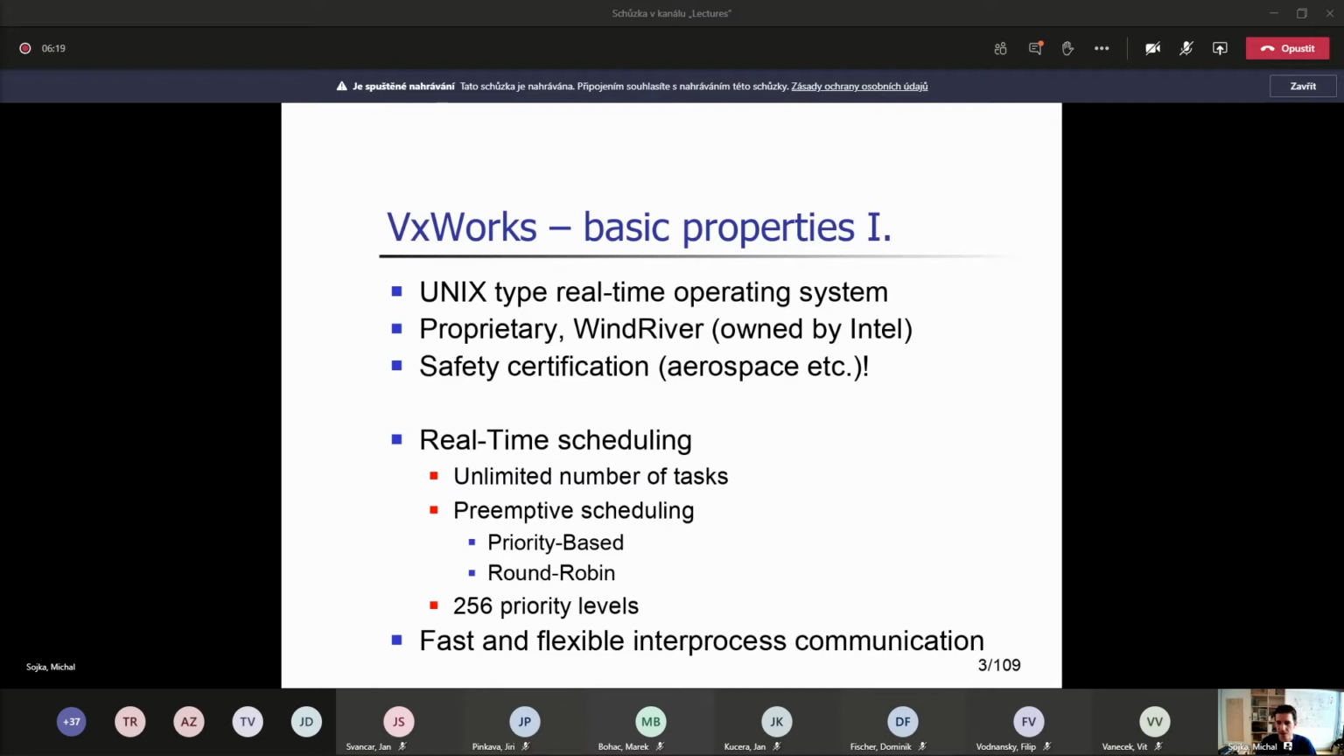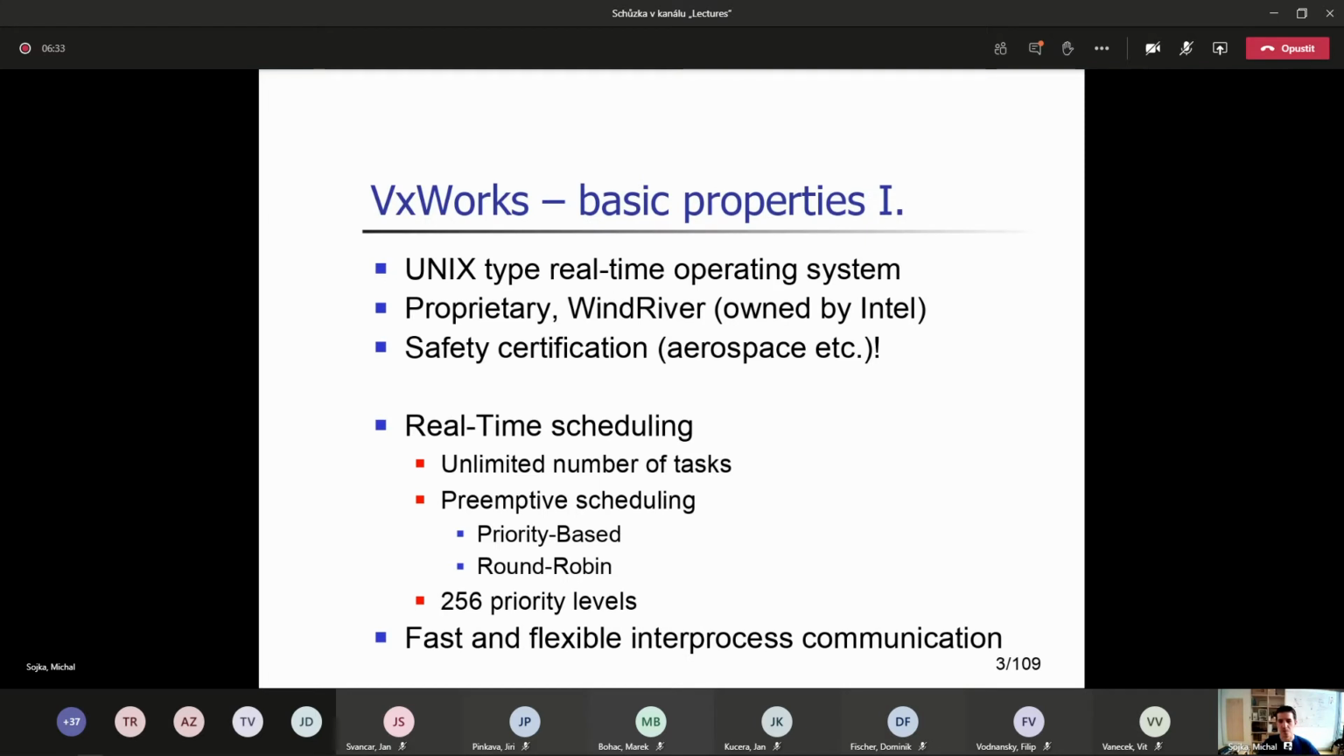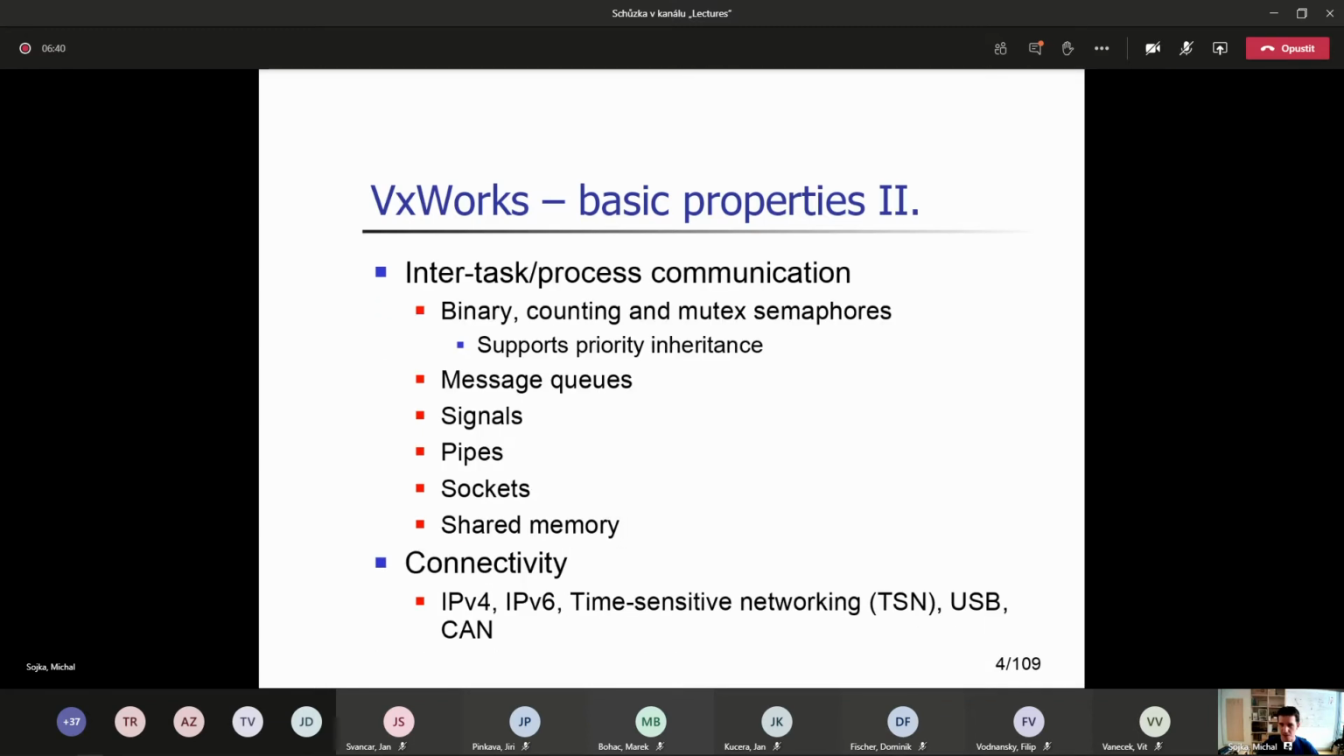Unfortunately, it's proprietary, but it is what it is, and it has some properties like preemptive scheduling and so on. Last week we have already talked about it. It's useful for a real-time operating system to have preemptive scheduling. You will learn why in this or maybe in next lectures. With respect to intertask or interprocess communication, basically VxWorks offers what all the other operating systems offer.